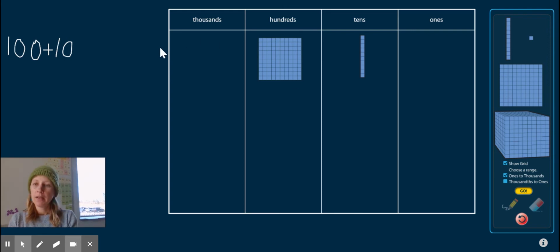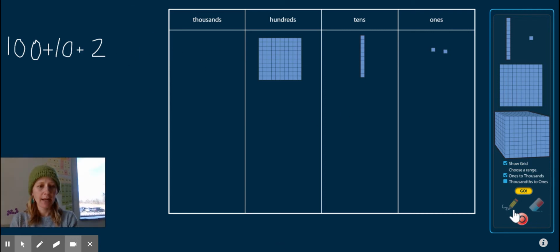Okay, now I'm going to add plus 2. All right, 2 is a one-digit number, so I know that my 2 is in my ones place because it is a one-digit number. So to represent the number 2, I need to bring over 2 dots into my ones place.